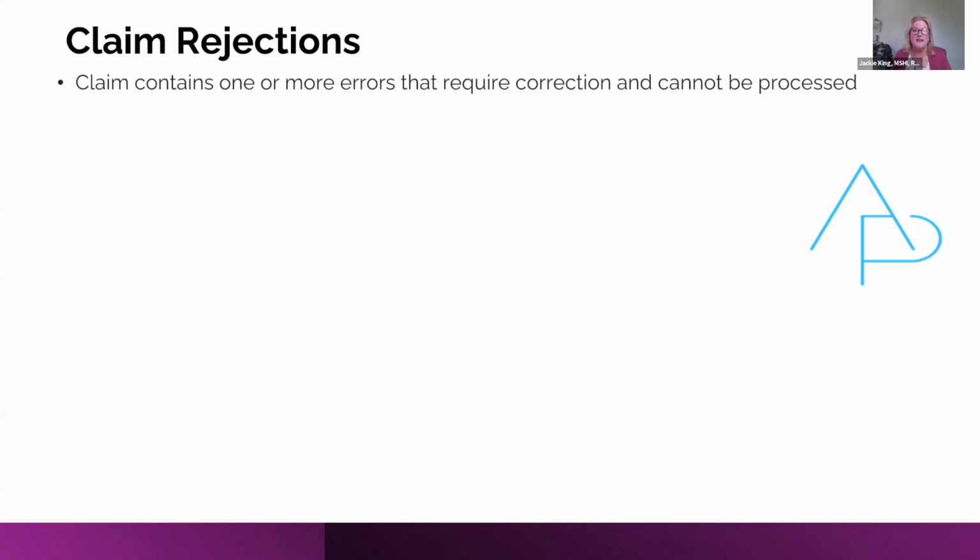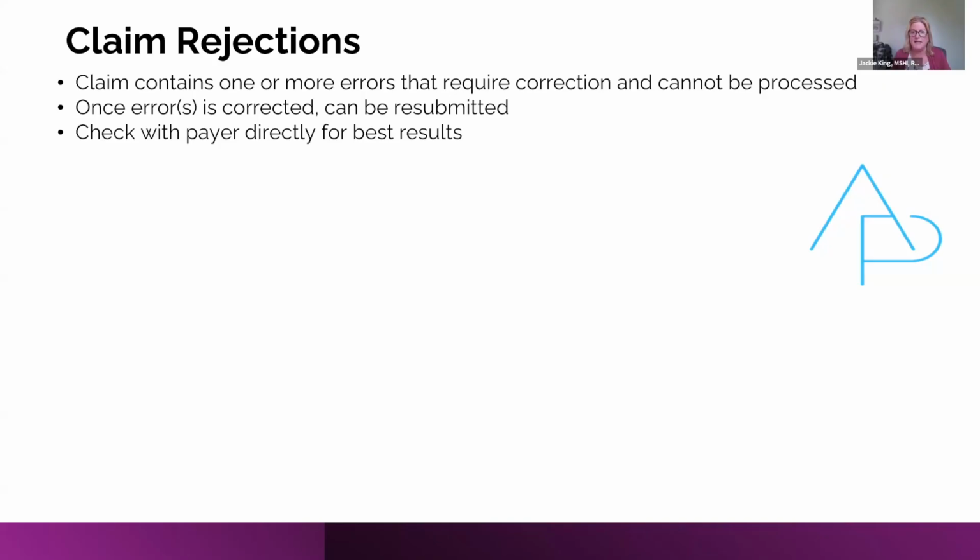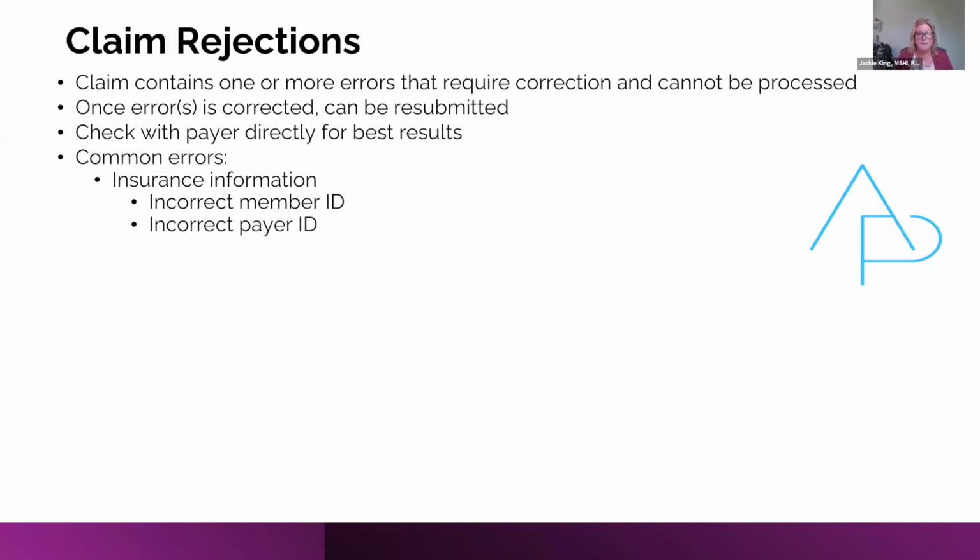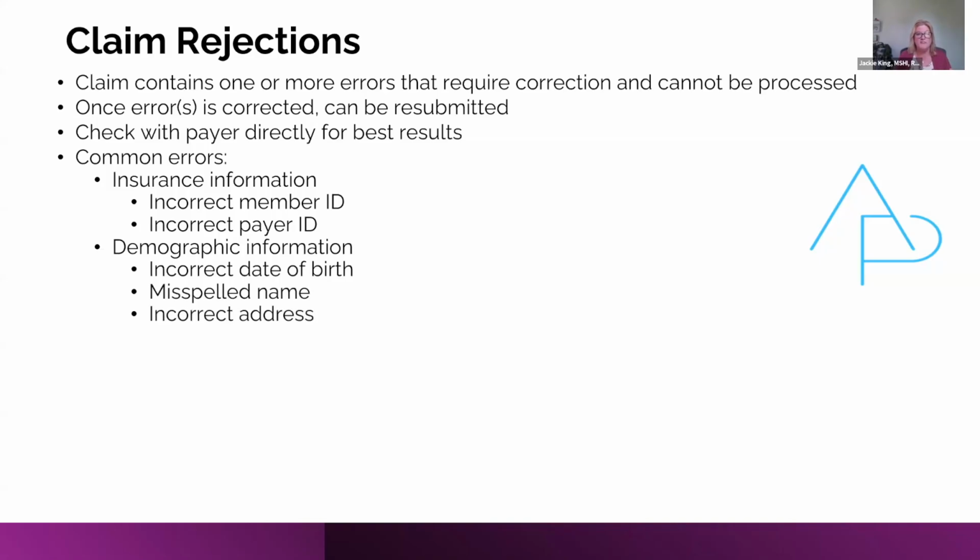So let's go into the rejections. When an electronic claim is received by a payer, its information is matched with what the payer has on file. And if any information doesn't align, the claim is going to be rejected from processing. So many of these can just be fixed and then generally resubmitted. So you're going to need to know what the process is by payer. Here are some common errors. Maybe a wrong member ID number or an incorrect payer ID or the patient's date of birth or misspelled name or their sex, male, female could be wrong, bad address.